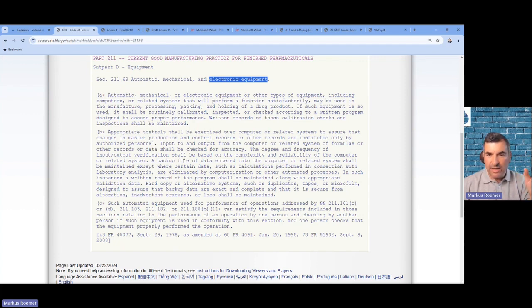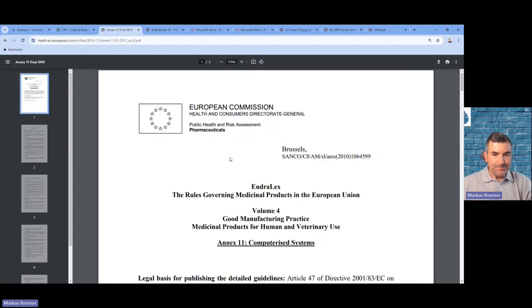It's not saying DQ, IQ, OQ, PQ, and what about utilities or facilities or cleaning validation, process validation. Here you find it dedicated for equipment. So now we leave the US again. In Annex 11, the requirements for a computerized system are written down.